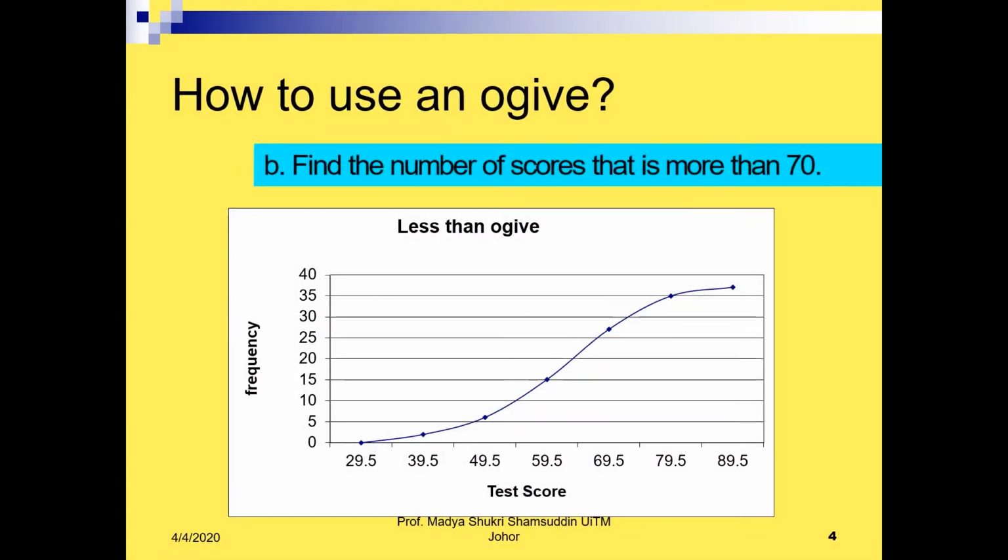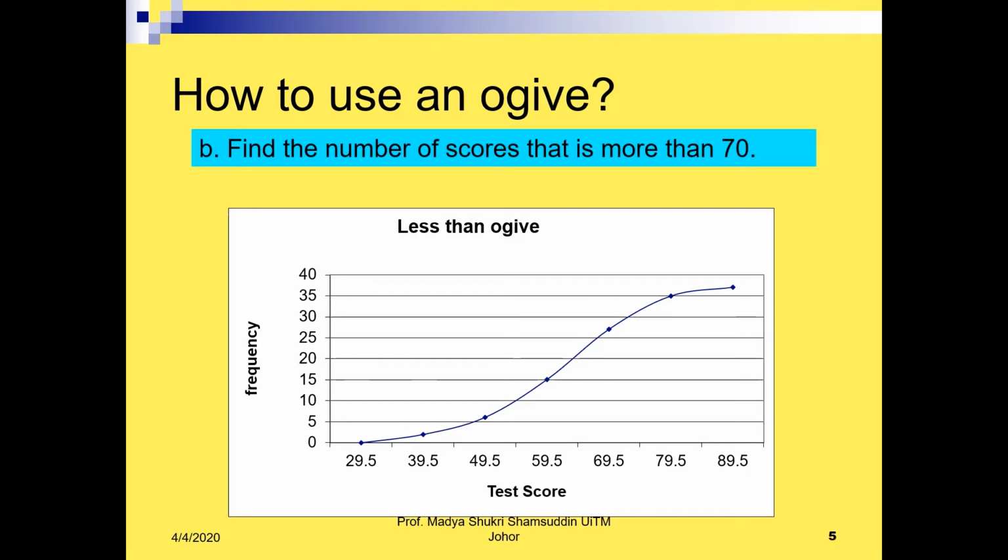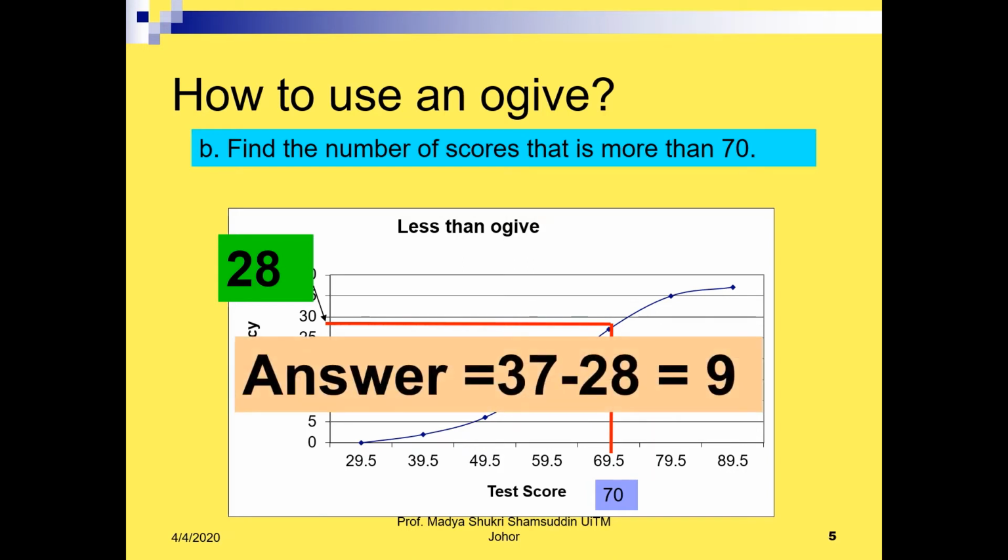Find the number of scores that is more than 70. Go to x-axis, find 70. From the x-axis, draw a straight vertical line up till it touches the ogive line. Then draw a horizontal line till it meets the y-axis. You will get 28. Since the number of scores that are less than 70 is 28, then the number of scores that are greater than 70 is 37 minus 28, which is equal to 9.